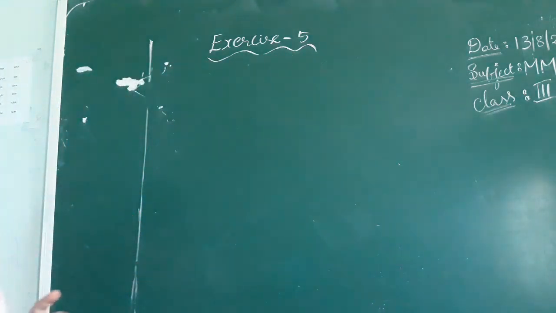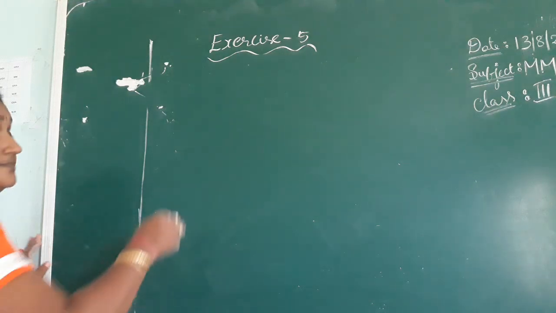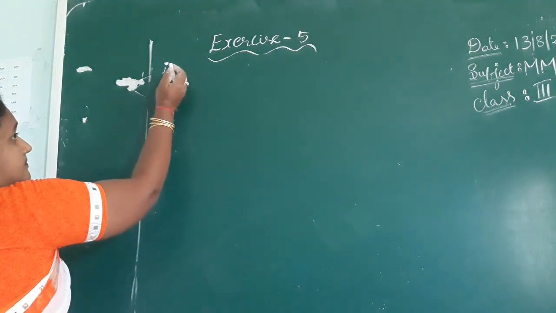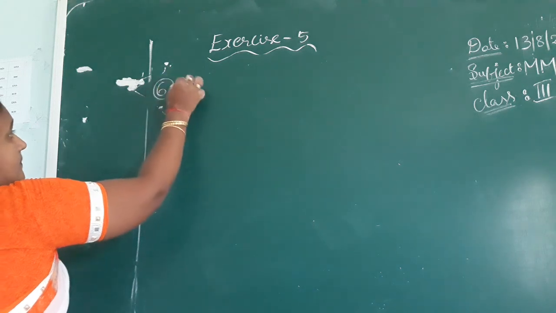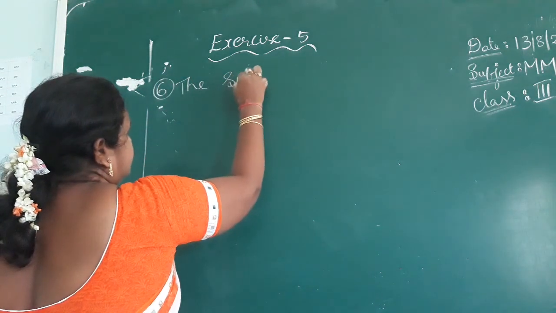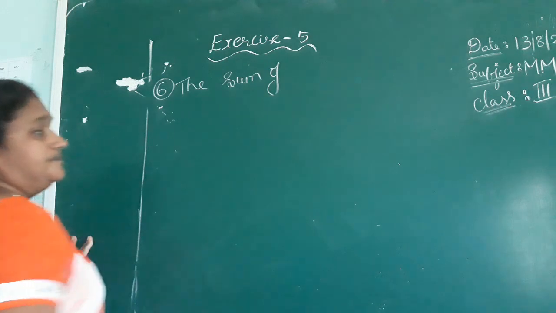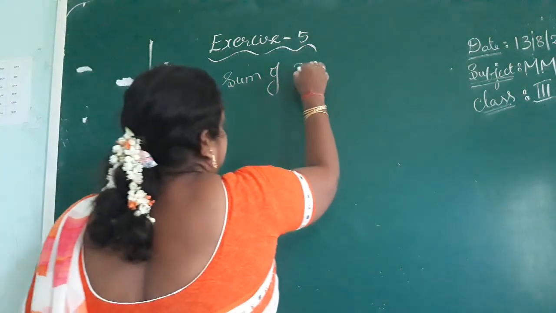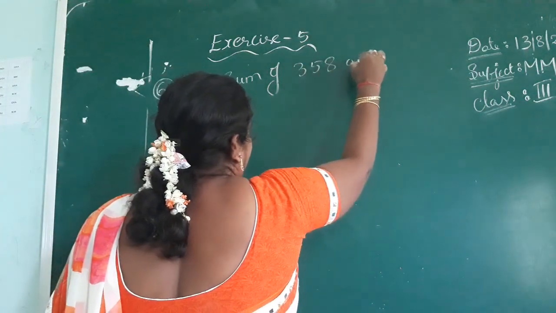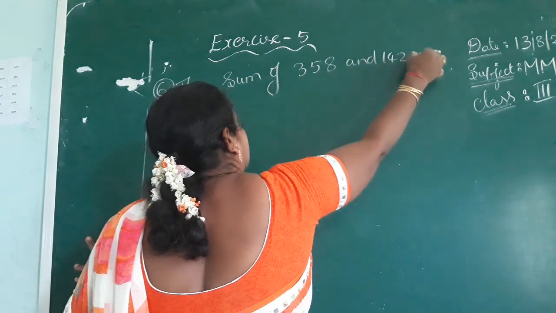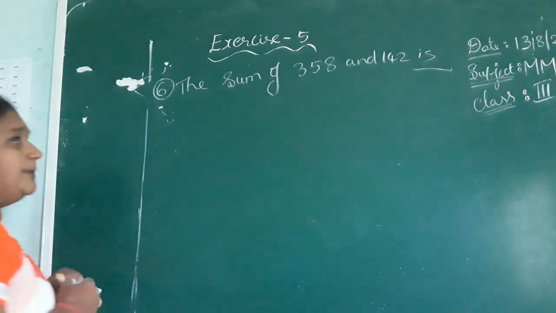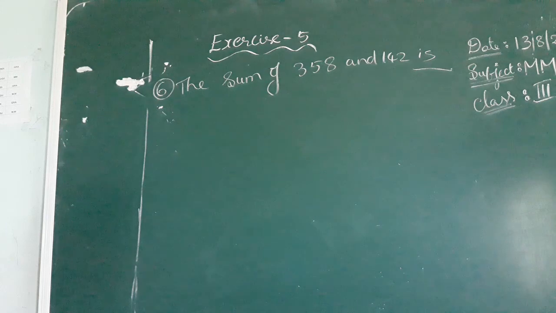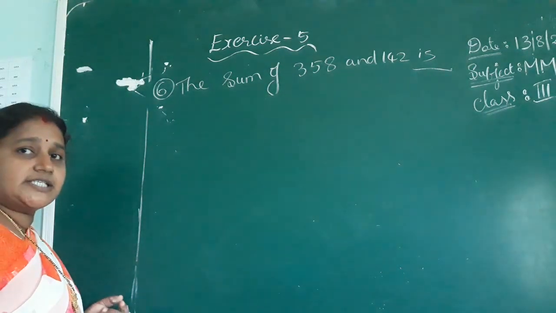See the next one, children. The sum of 358 and 142 is, what is the sum? What is meant by sum? The answer or the resulting number in addition is called sum.